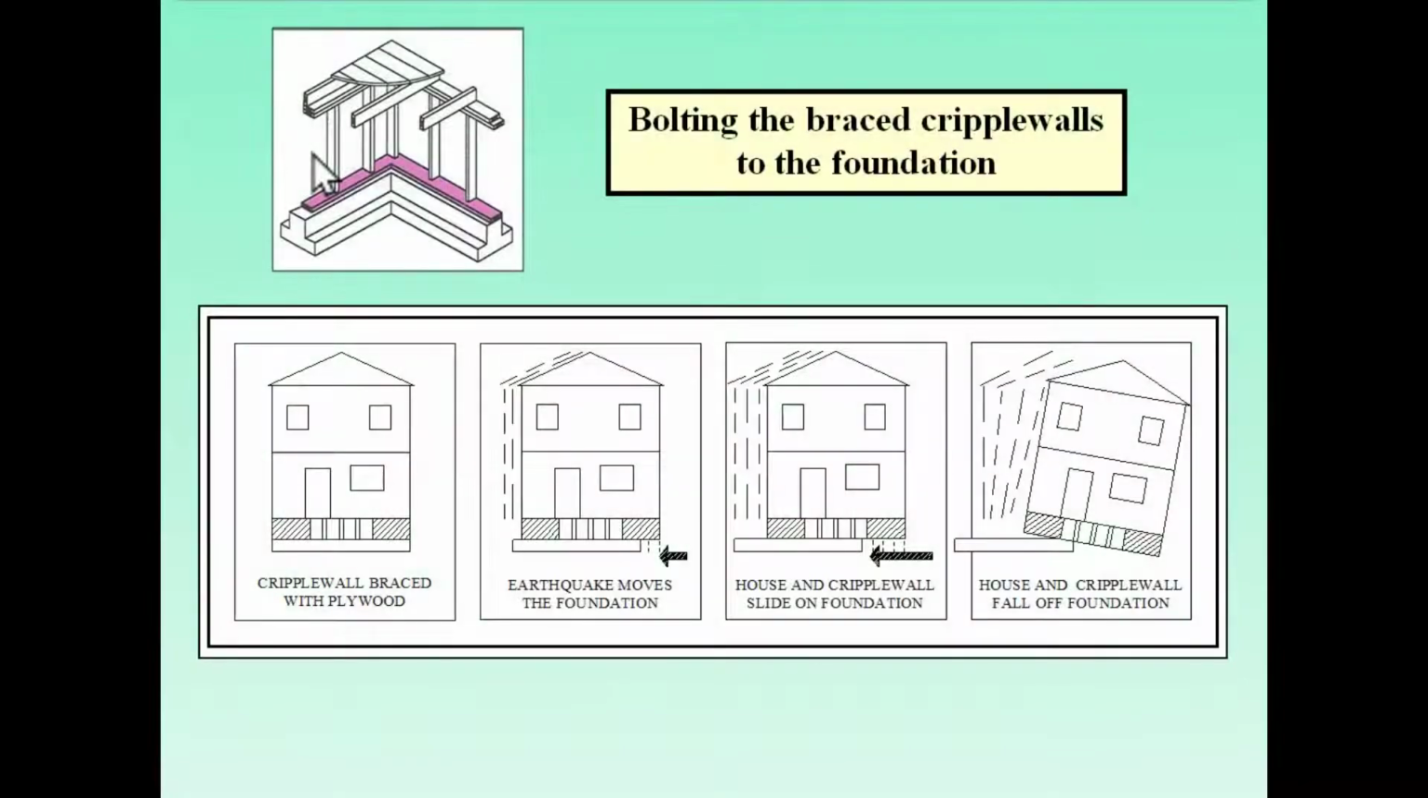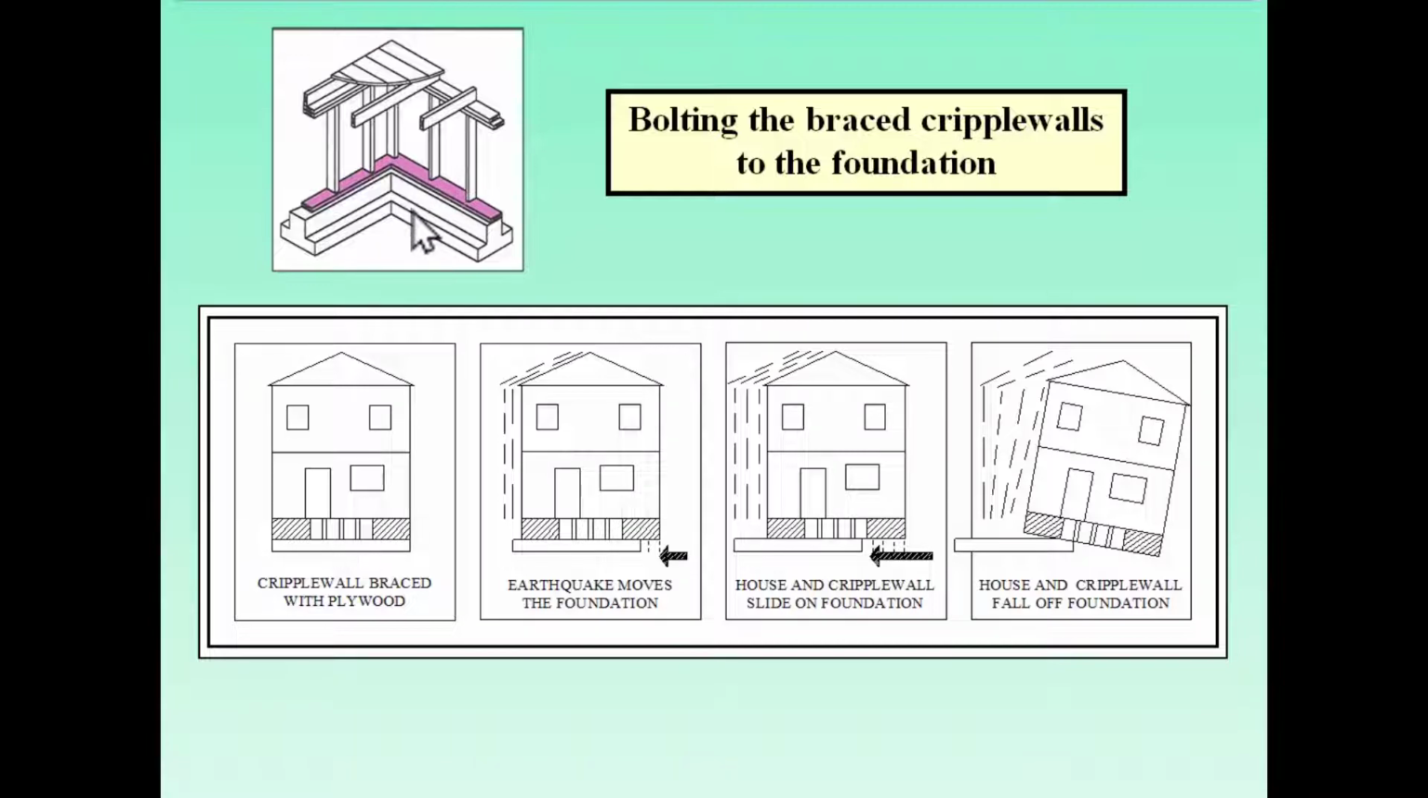Now that we brace the cripple wall with plywood, we need to make sure it doesn't slide on top of the foundation, and we do that with bolts. So right here, this is the cripple wall, and this is the base of the cripple wall, and that sits on top of the foundation. So we need to bolt that to the foundation.